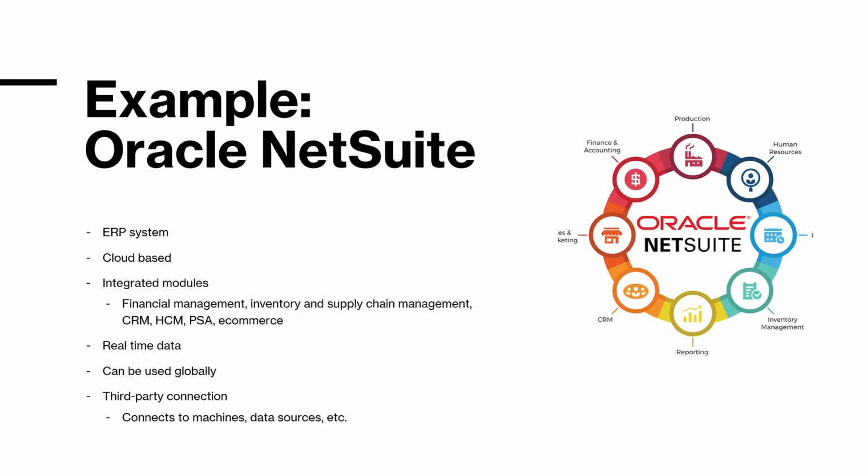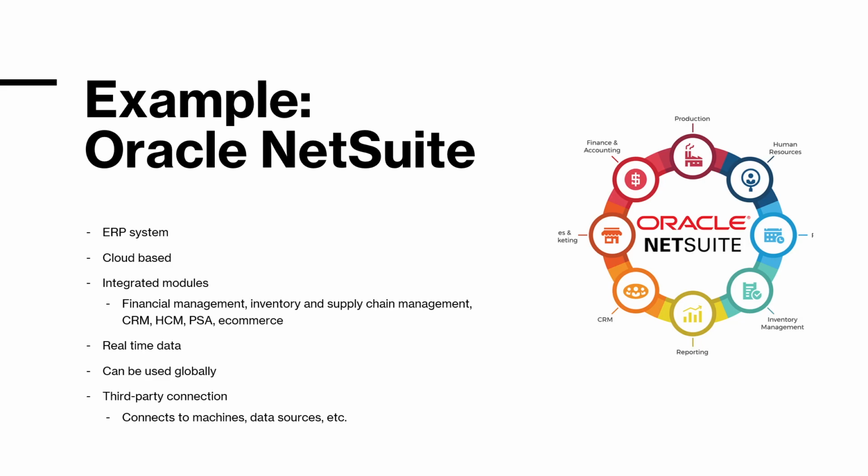So here's one example of an information system that's used in manufacturing. It's called Oracle NetSuite. This is an ERP system, and it's cloud-based, and it has a bunch of integrated modules within it, such as financial management, inventory and supply chain management, CRM, HCM, PSA, and e-commerce. Now, just to go over it, CRM is customer relationship management and HCM is human capital management.